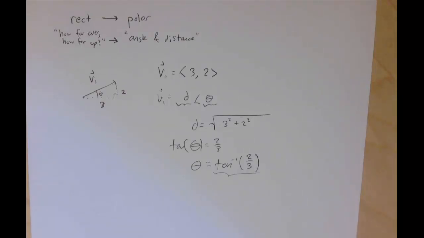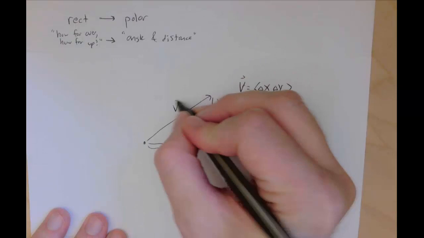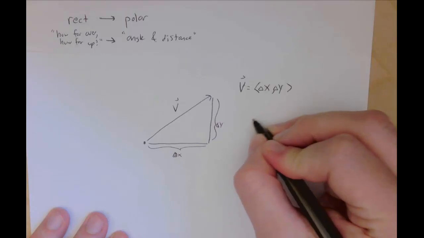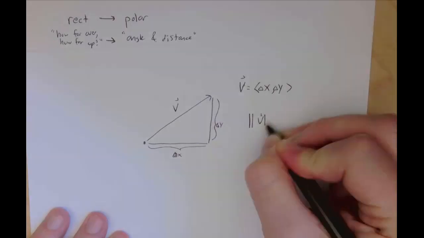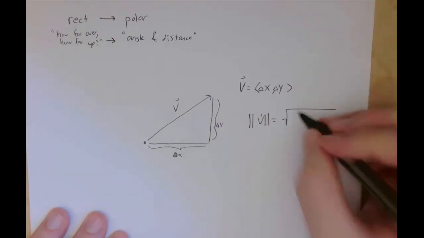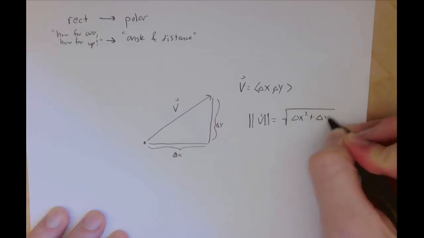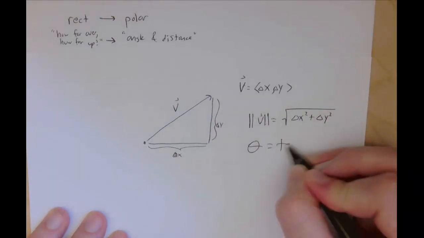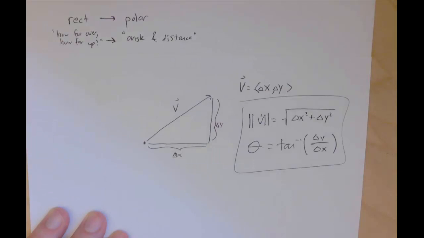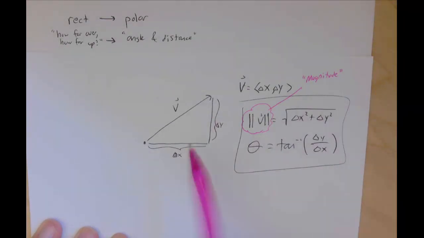So in general, if we've got a vector in rectangular form with a delta x and a delta y, if you want to solve for the distance, which is written this way with 2 absolute value bars, the distance is always calculated using the Pythagorean theorem. So it would be the square root of delta x squared plus delta y squared. And the angle is always going to be the inverse tangent of delta y over delta x. And these are the formulas that you might see written in a textbook. One more thing is, this is called the magnitude of the vector. So the magnitude is just another word for the length of the vector, the length of the arrow.